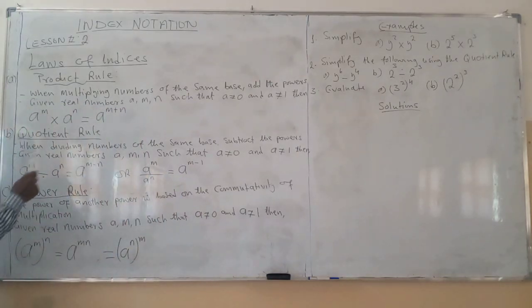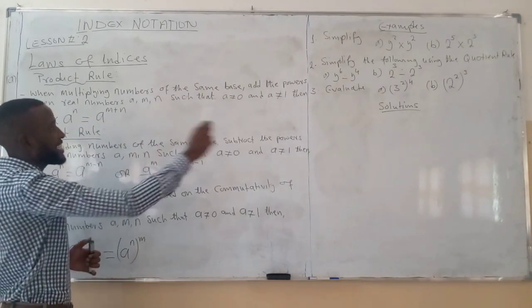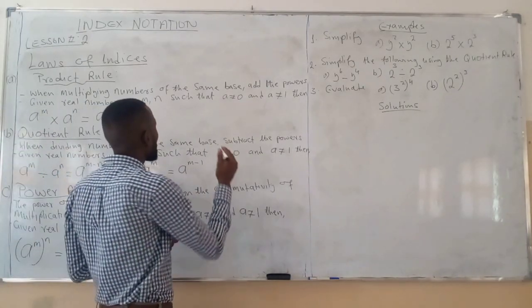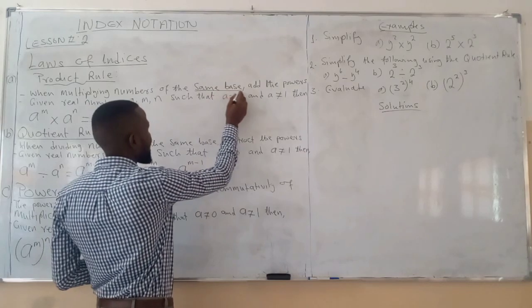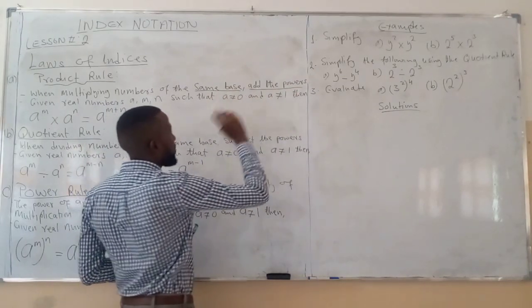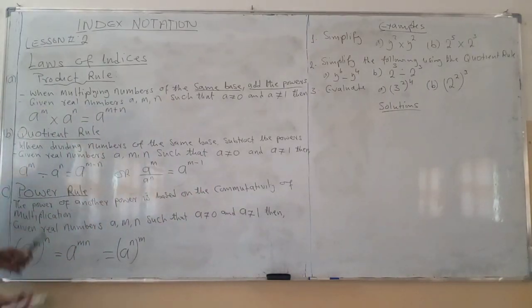Here in lesson 2, we are simply starting with the product rule. What does the product rule simply mean? The product rule says when you multiply numbers of the same base, add the powers. As long as the bases are the same and you are multiplying, always remember to add the powers. Once you add the powers, you are going to find your answer easy.